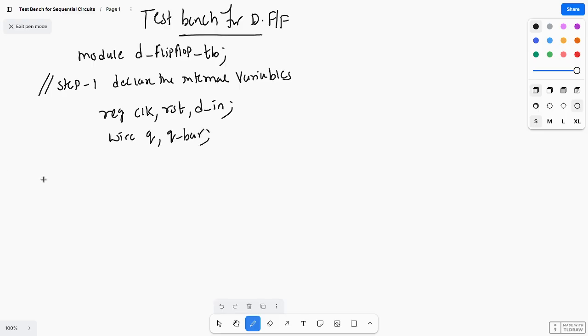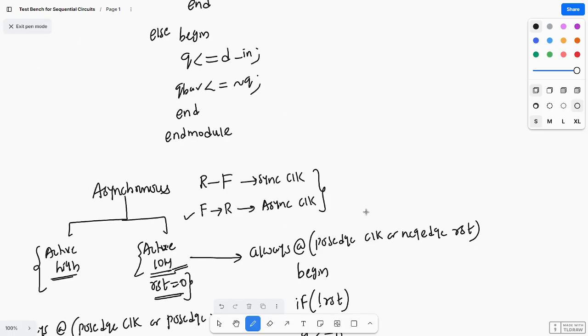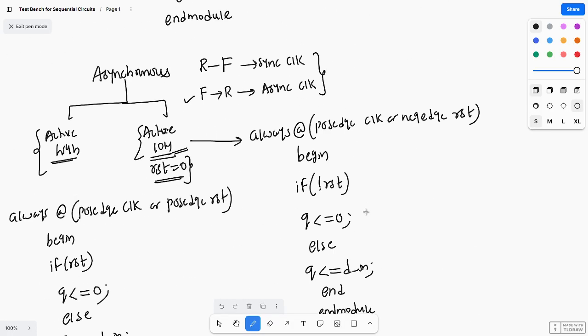And next, what is step two? You need to instantiate the design, whatever design is there, in your test bench. How to instantiate? What is my design name? D underscore flip flop.